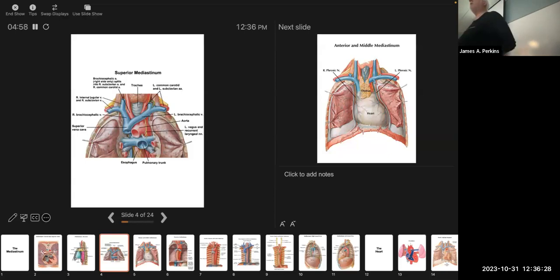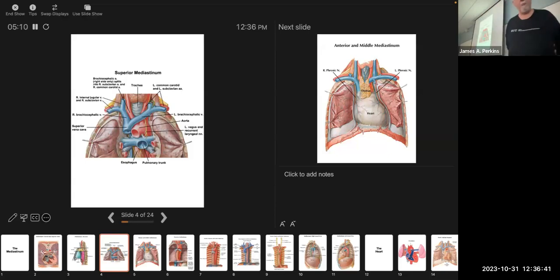So is the superior vena cava part of the superior mediastinum, or is that in the middle? Superior vena cava would be part of the superior mediastinum because it actually sits above the level of the heart. So we do have these two brachiocephalic veins, and they do join together to form the superior vena cava.